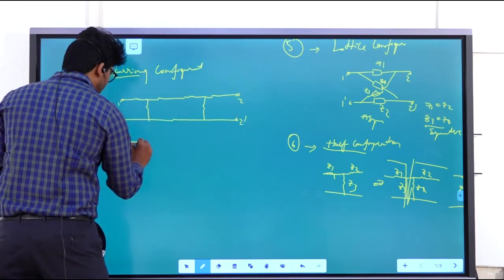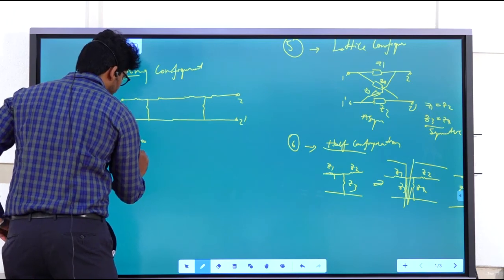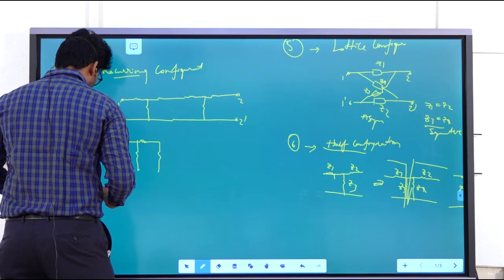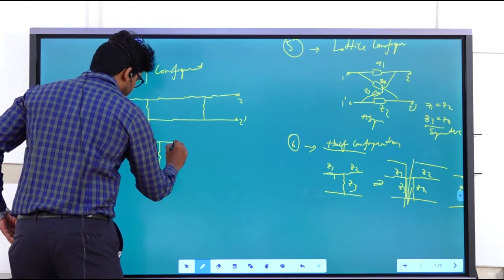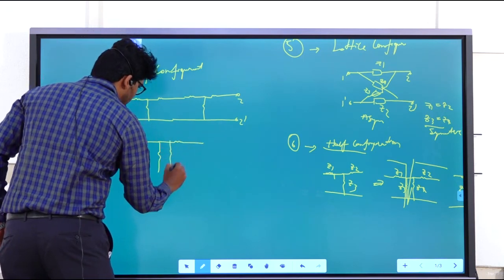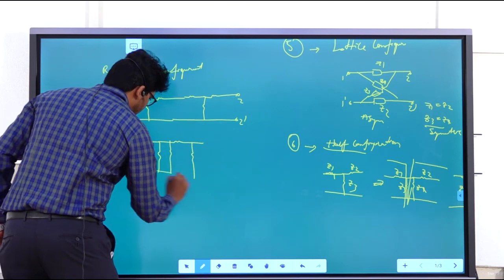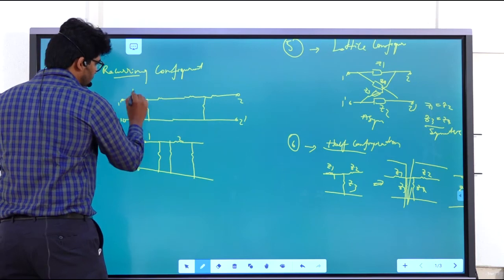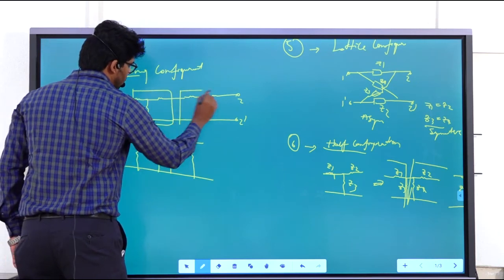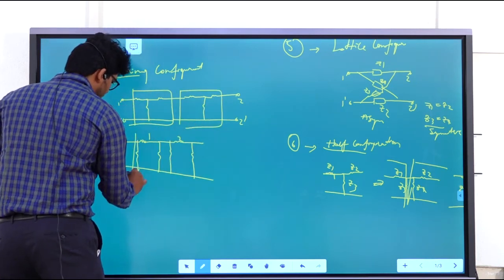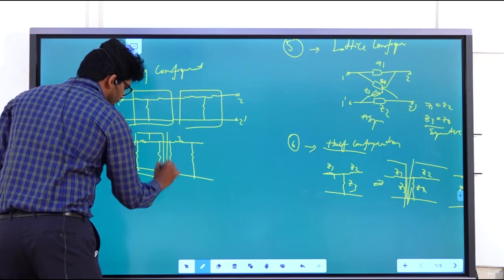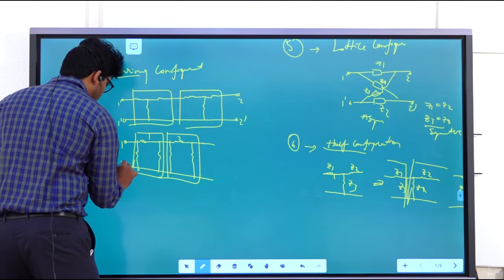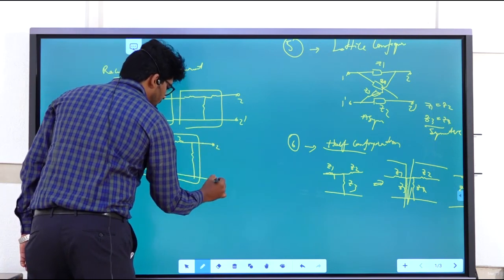For example, again a pi circuit. This is also a pi circuit. So again, this pi circuit is recurring. This is 1, this is 2, and this is a pi circuit, and this T circuit is repeating, and this pi circuit and this pi circuit is repeating. So this is a recurring circuit configuration, we will say.